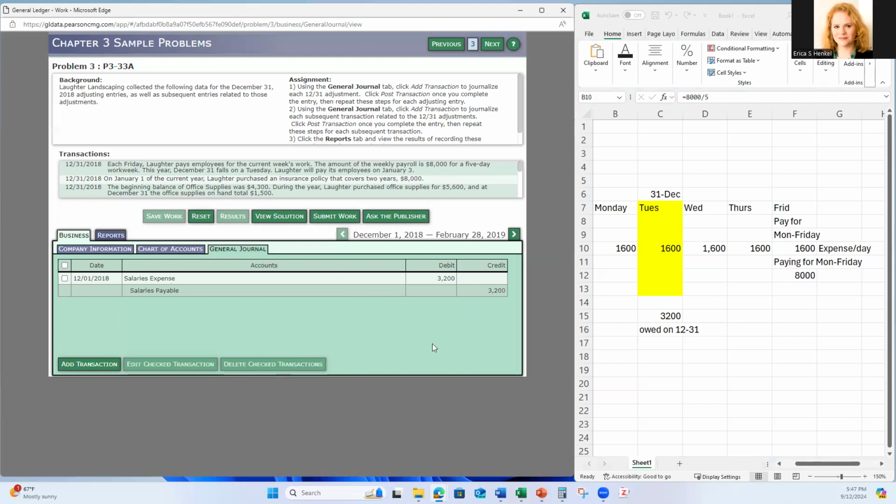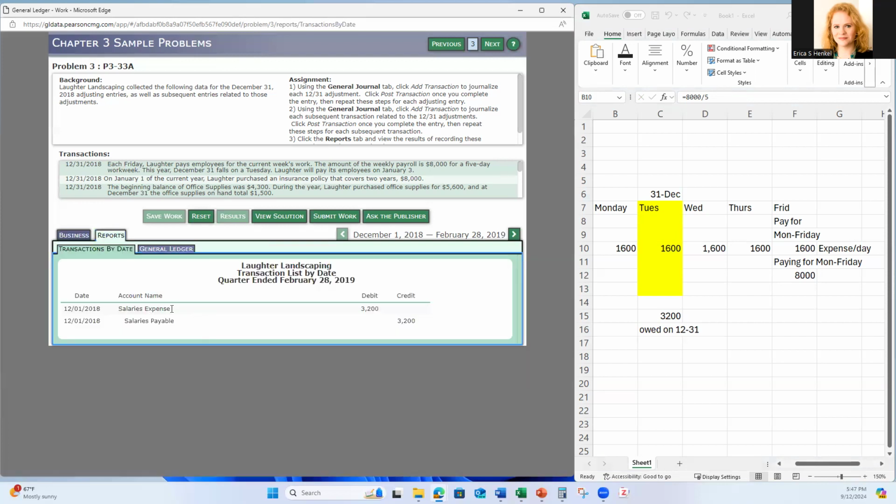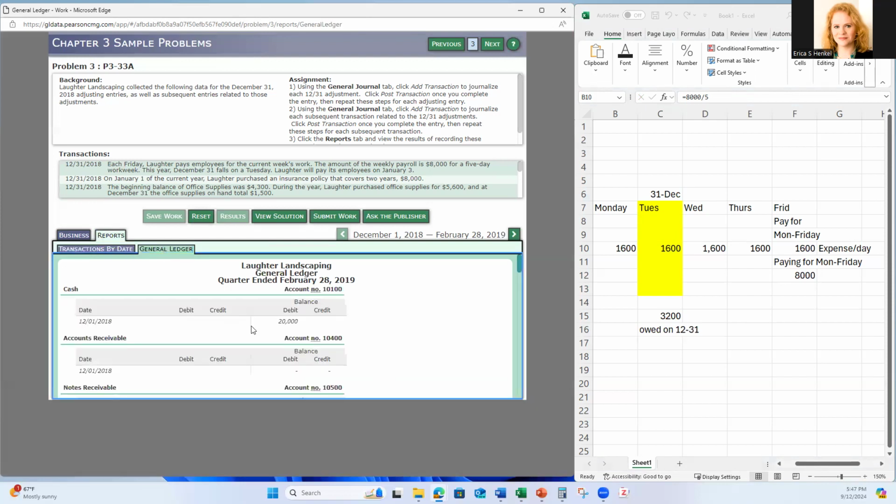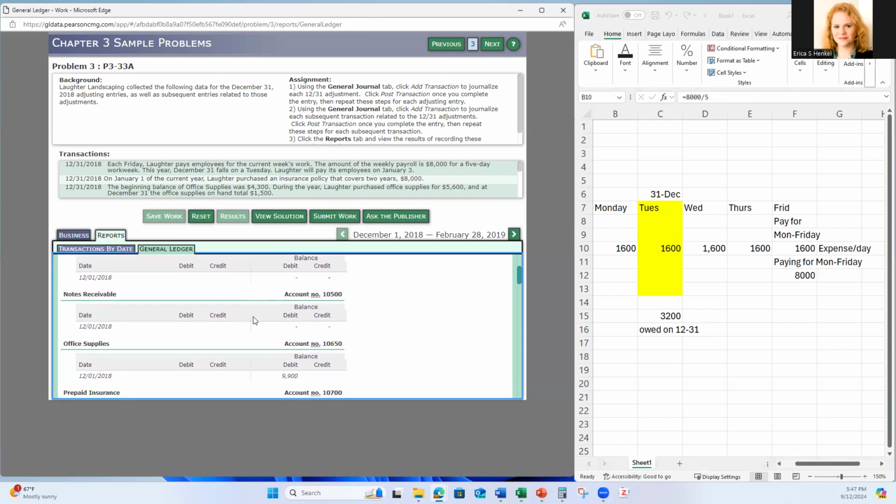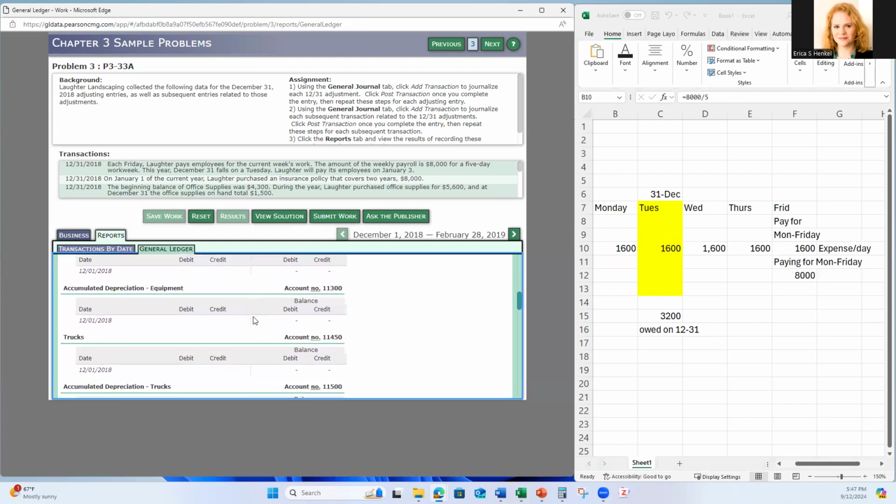I clicked post and it shows that it's green now, right? So if I go to reports now, I'm going to see that I have a transaction list here, transactions by date. That's the transaction we just recorded. And if I go to my general ledger, it's showing the beginning balances that were flowing in, or activity during this period besides what we entered, okay?